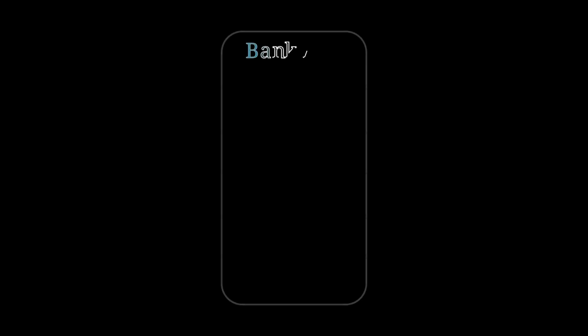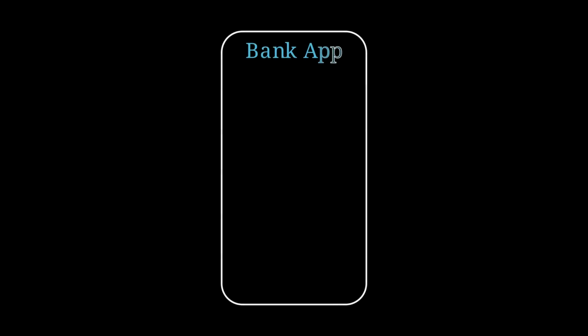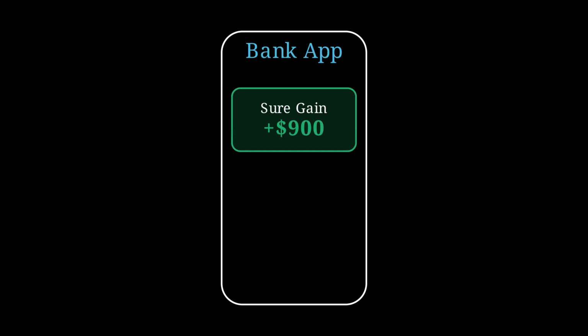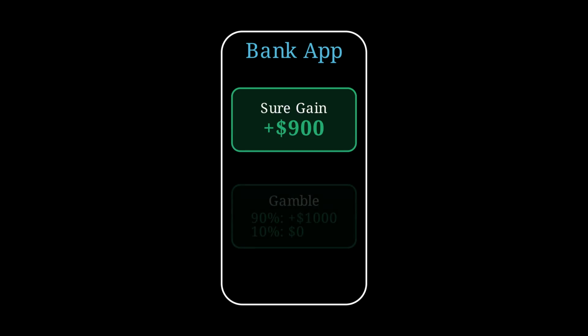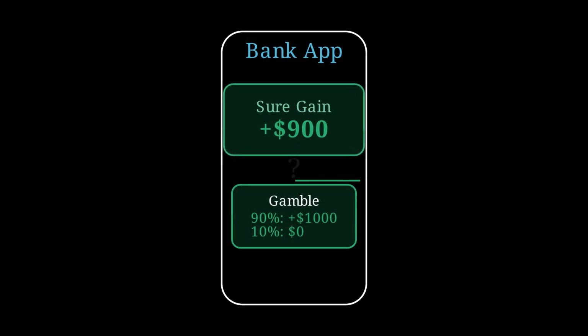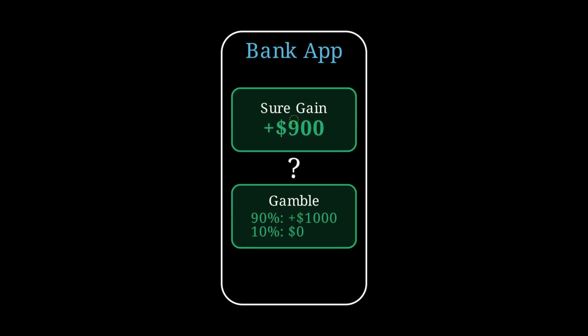Imagine you open your banking app and see a limited time offer. Option A, lock in a guaranteed bonus of $900 right now. Option B, take a 90% chance of getting $1,000 and a 10% chance of getting nothing. What would you do? Most people pause for a second and think, why risk it? I'll just take the 900.